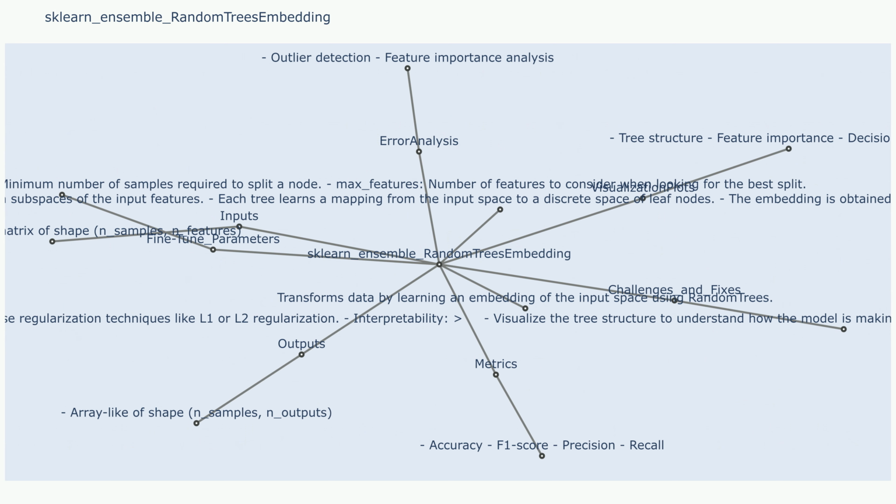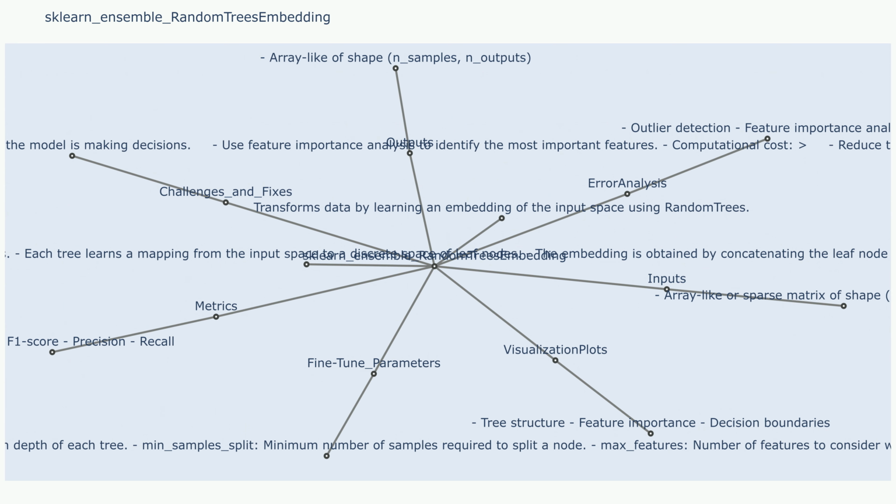Visualization plots. Visualization plot 1. Explain in detail, a scatter plot of the transformed data can be used to visualize the embedding. This can help to identify any clusters or patterns in the data. Visualization plot 2. Explain in detail, no applicable plots.